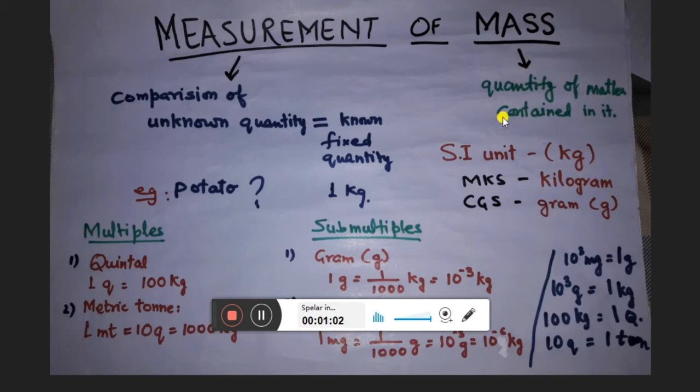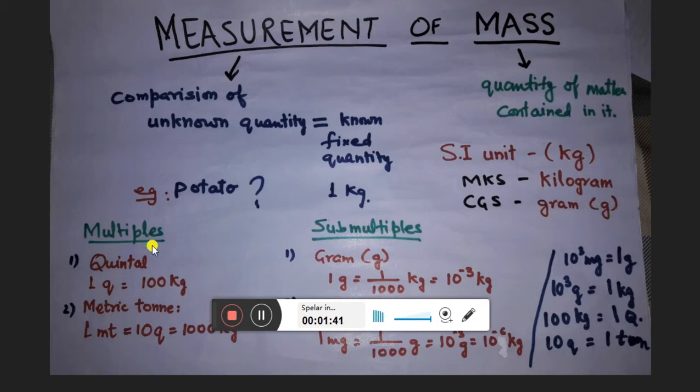Now what is the SI unit of mass? When we talk about the MKS system, it is the kilogram, represented as kg, the SI unit of mass. Then in the CGS system, it is the gram. When we talk about larger quantities, we consider kg, and when we are measuring small quantities, it can be measured in grams.